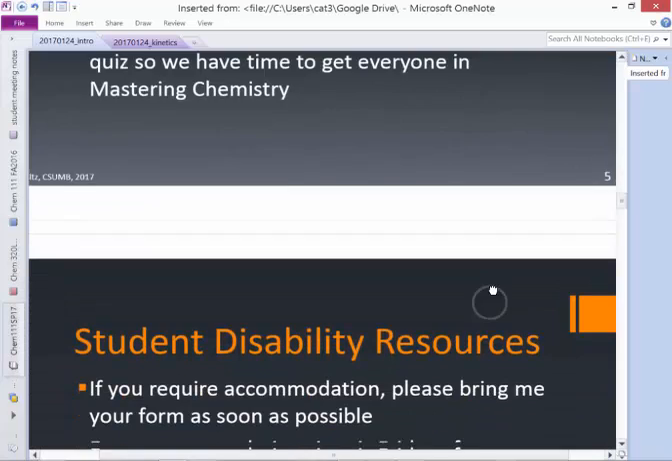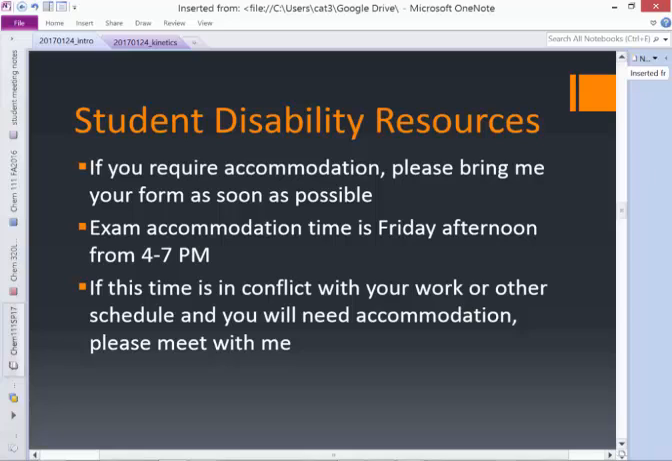So if you require accommodation, that's okay. Get me the form. Have me sign it, and then get me a copy so I know what you need. Please do remind me of the accommodations you need before you need them. The more time I have to make them happen, the better they will be. Exam accommodation time is Friday afternoon from 4 to 7. If this doesn't work for you, come see me, we'll work it out.